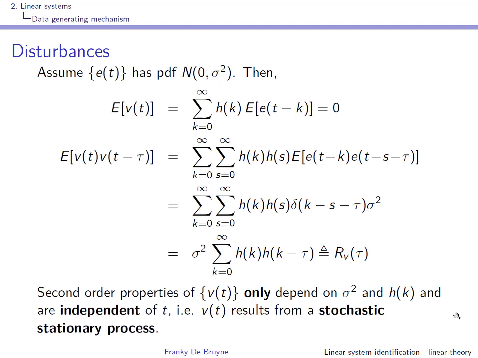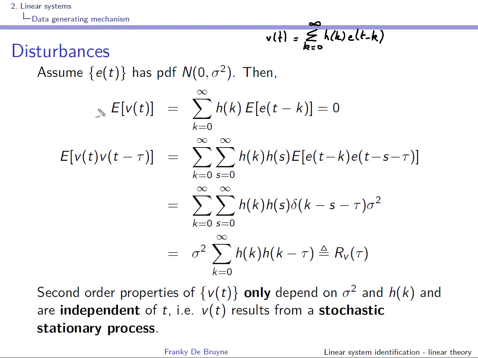So let us have a look at the underlying statistics for v of t, and remember that v of t can be written as follows. It's a sum where k ranges from 0 to infinity of h of k e of t minus k, right? And e of t is white noise, so it's an independent identically distributed sequence, and the probability density function is a Gaussian. So we have a Gaussian of zero mean and variance sigma squared.